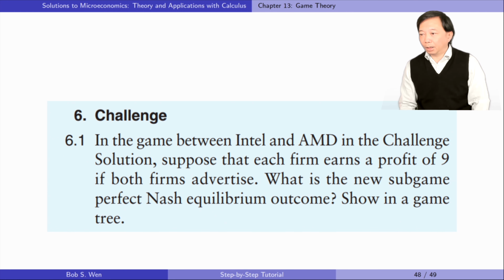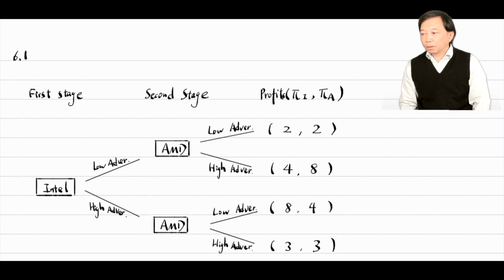Let's go to the challenge part of the chapter. Here's exercise 6.1. In the game between Intel and AMD in the challenge solution, suppose that each firm earns a profit of 9 if both firms advertise. What is the new subgame perfect Nash equilibrium outcome? Show in a game tree.